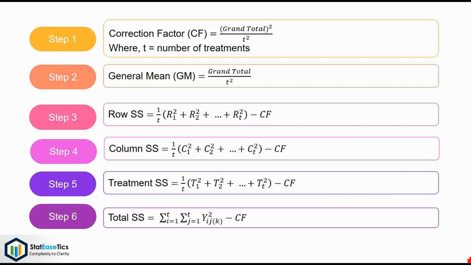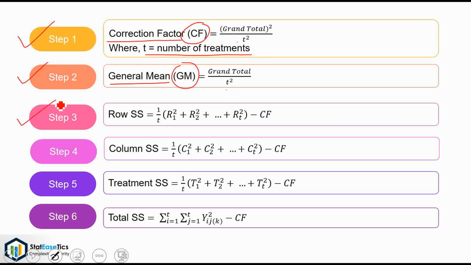Now let's see the procedure for analysis of LSD in stepwise manner. The first step is calculation of correction factor, that is CF, which is equal to grand total square divided by T square, where T is equal to number of treatments. Step 2 is calculation of general mean, that is GM, which is equal to grand total divided by T square.